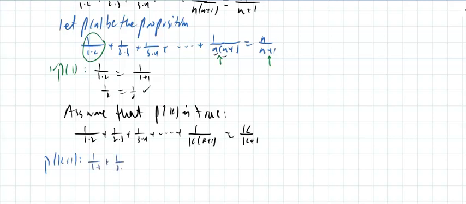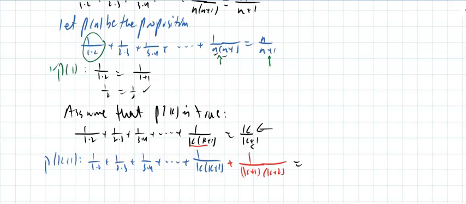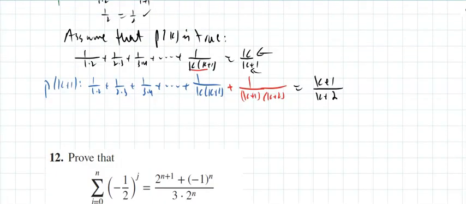Now, for P of k plus 1, it's the first terms just like we did, but you're going to add one more term. Replace k by k plus 1. And that should equal, if you replace k by k plus 1, denominator k plus 1 is k plus 2.